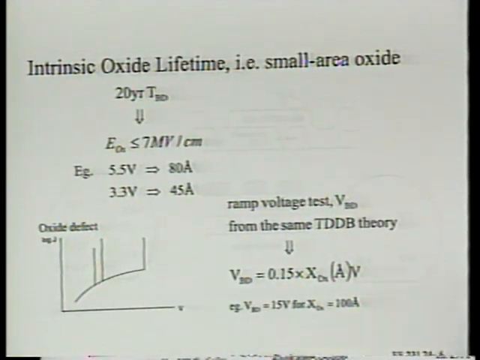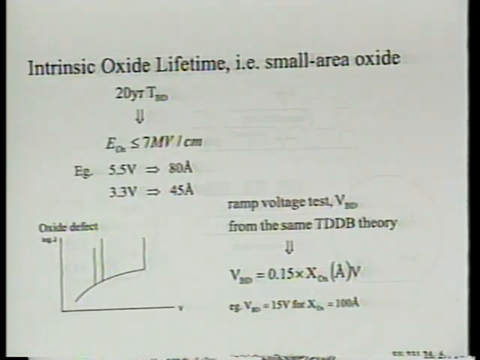Suppose we are not interested in predicting the lifetime of a 100 micron by 100 micron capacitor. Say we have an SOC, a silicon system on a chip. My total oxide area per chip is much larger than 100 micron by 100 micron. A chip itself will be several centimeters square. Let's say 2 centimeters on each side, so 4 centimeters square is the area.